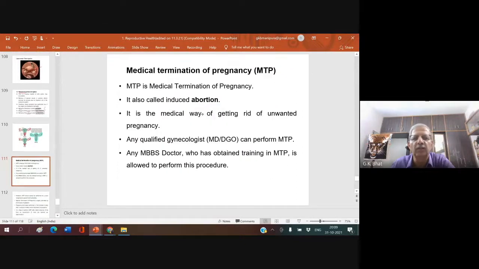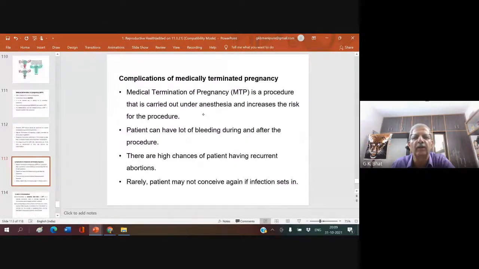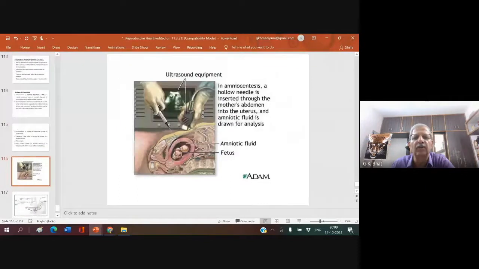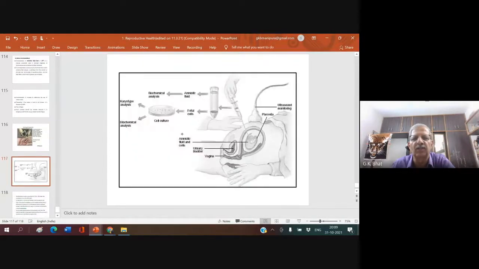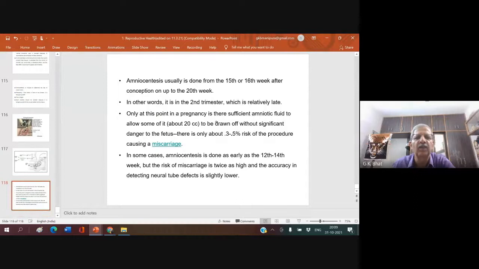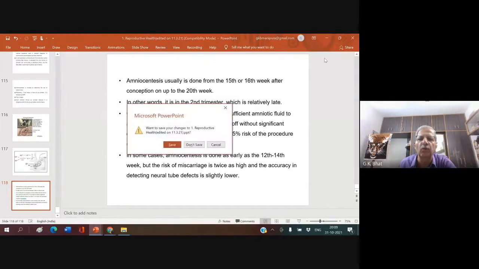Right? Medical termination of pregnancy, I have already told you about that. Amniocentesis. This is what is done during amniocentesis. I said that a needle is put in to draw the amniotic fluid, then that amniotic fluid is processed further and cultured for biochemical study and karyotype analysis, right? So this is with regard to some additional points. Let me also give you a little bit more.